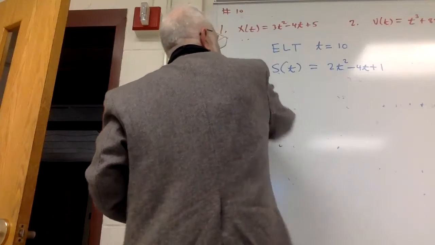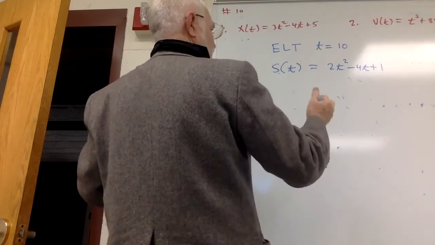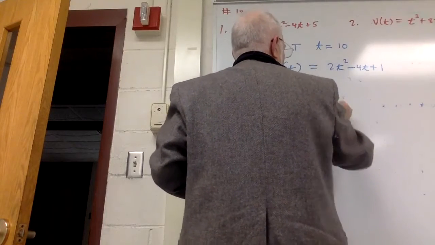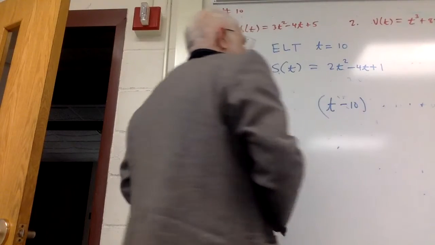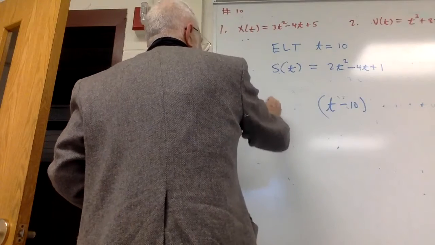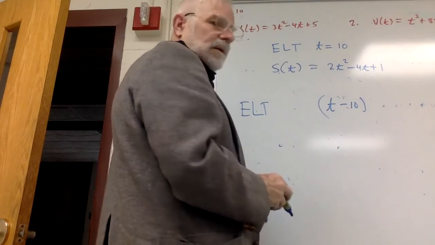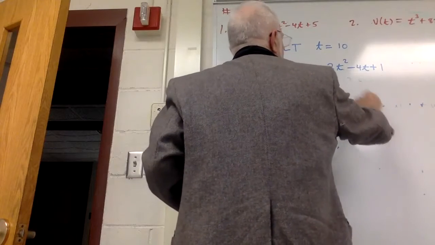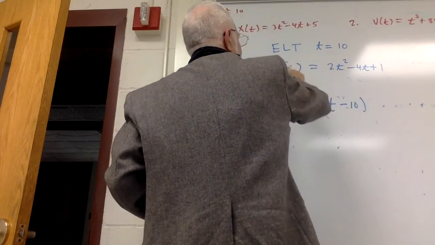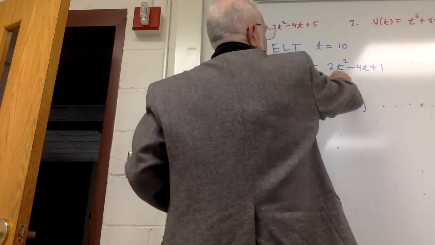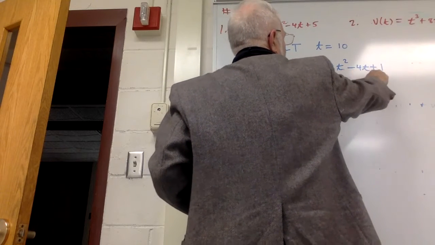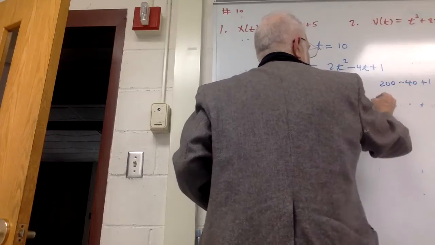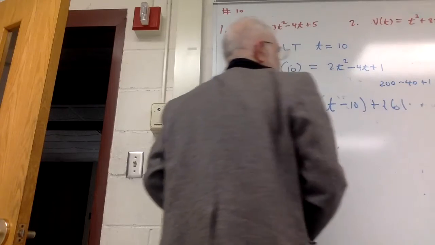Again, what's the first thing I have to do? I have to find my position or my value at t equals 10. And I know I already have this to start the equation of my tangent line. So what do I need? I need to plug 10 in now to find out the value. So I have to do S of 10. 200 minus 40 plus 1 is 161.